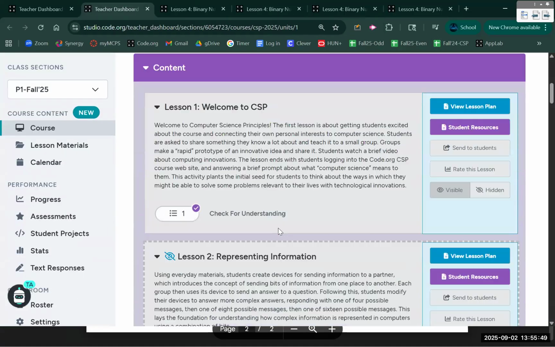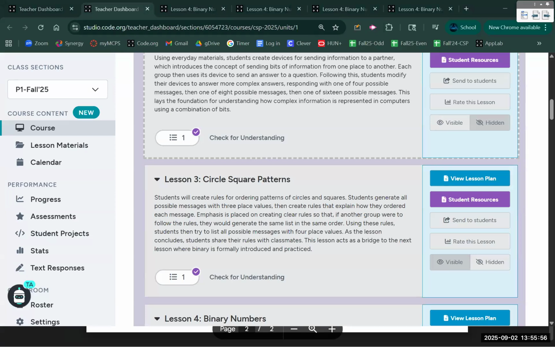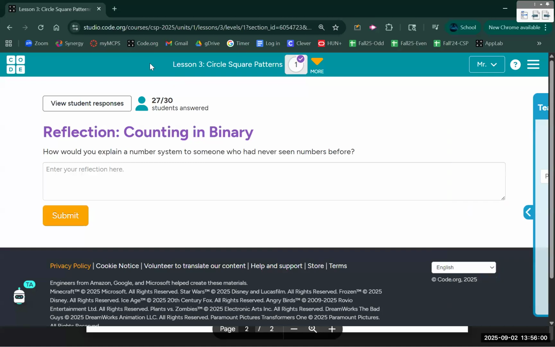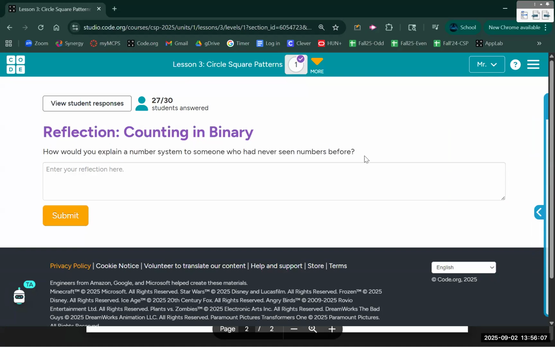Okay. If for last time, for lesson 3, you did not do the check for understanding from lesson 3, which I told you might make sense to wait, now is the time you're waiting for. The check for understanding from last time, which is still on time: how would you explain a number system to someone who has never seen numbers before?